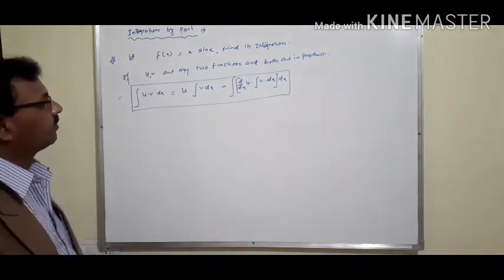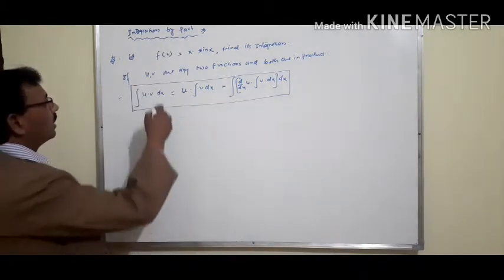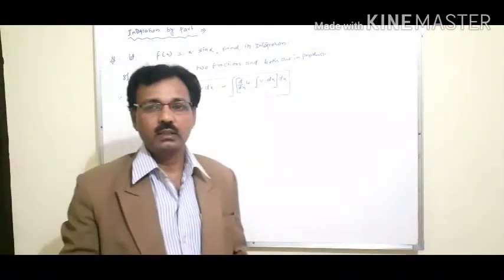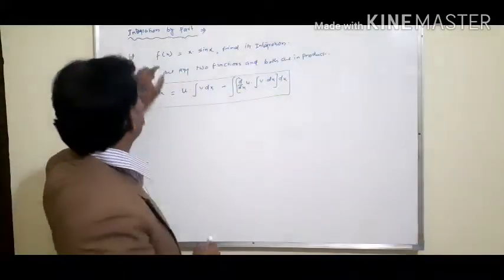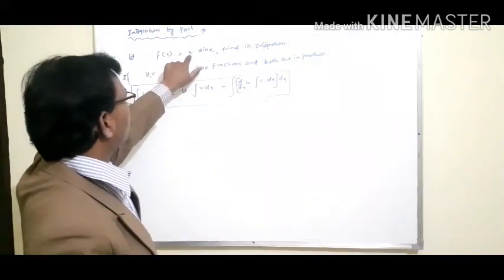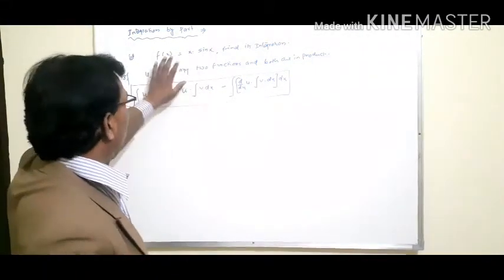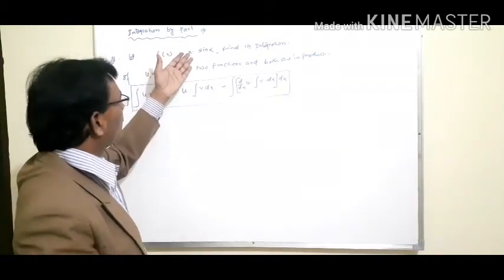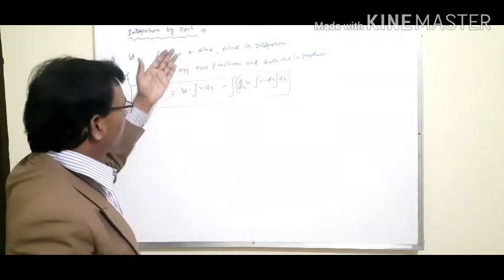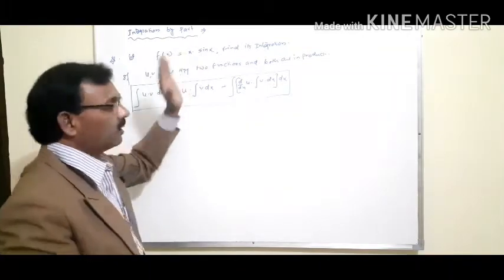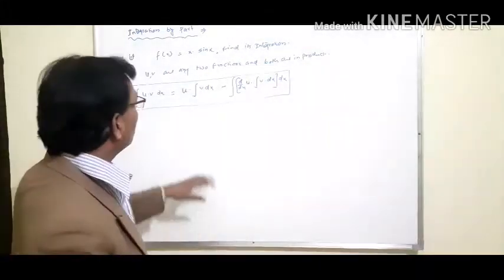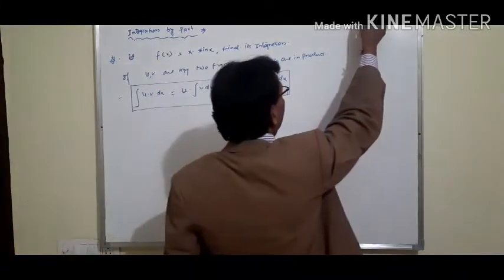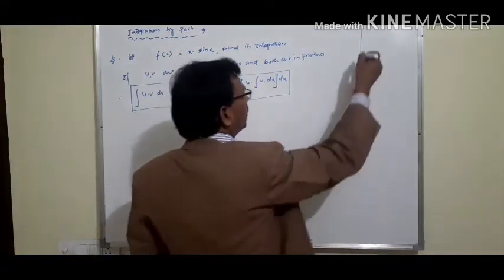Now in each question there is one thing that is very complicated. Suppose here f of x is given as x into sine of x. Which function will be the first function and which function will be the second function? To determine this, first we should understand the ILATE rule.